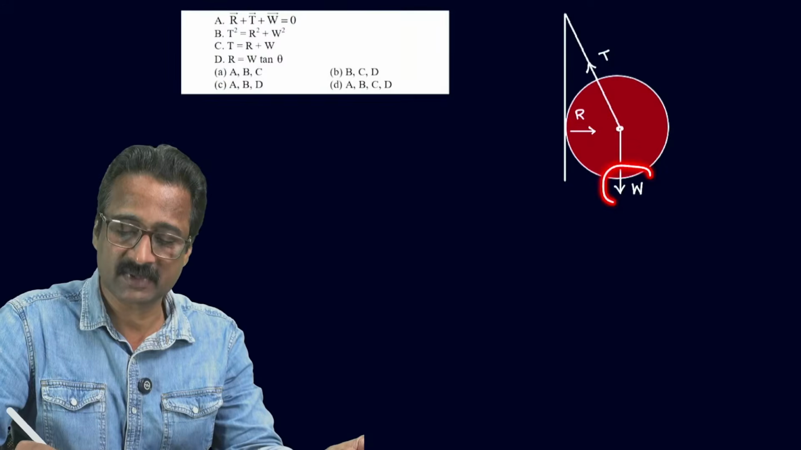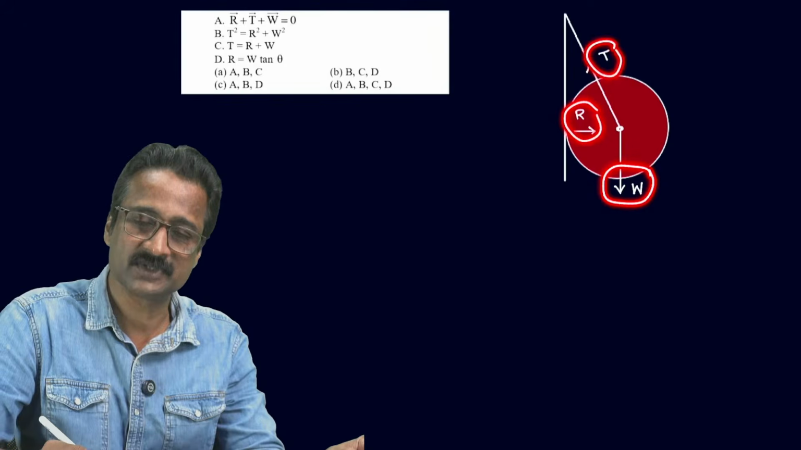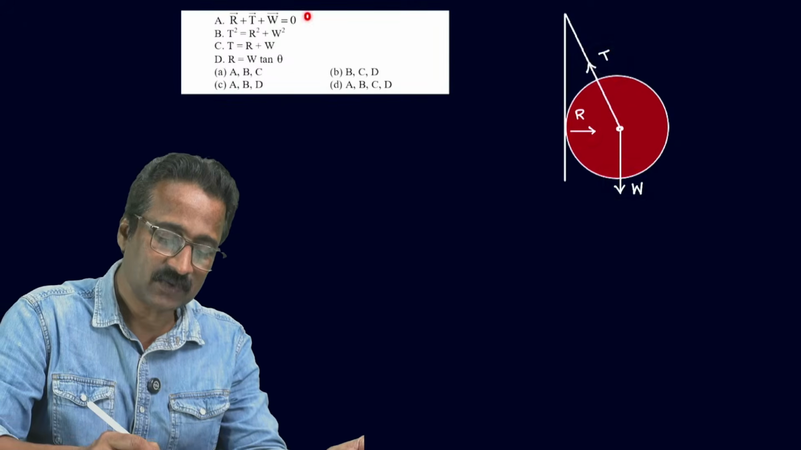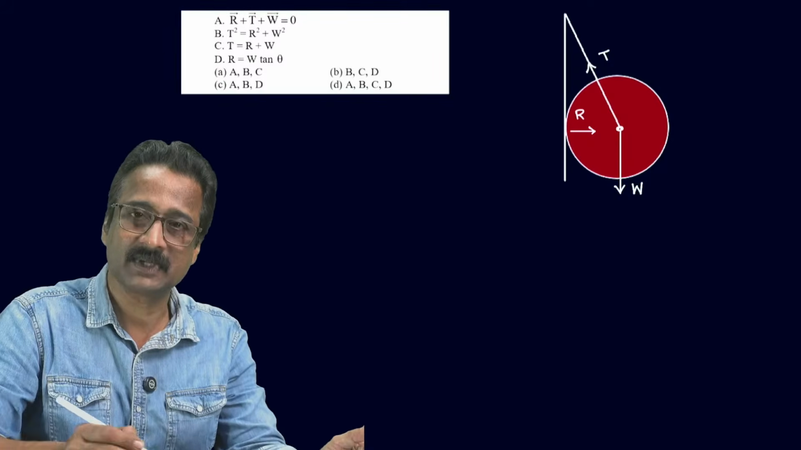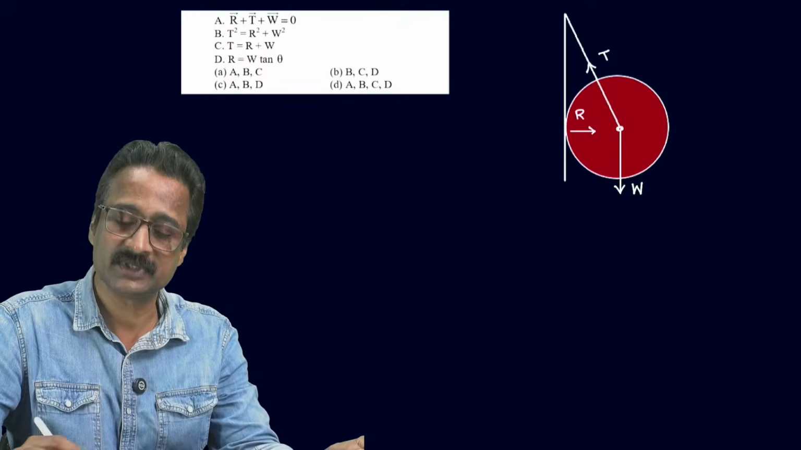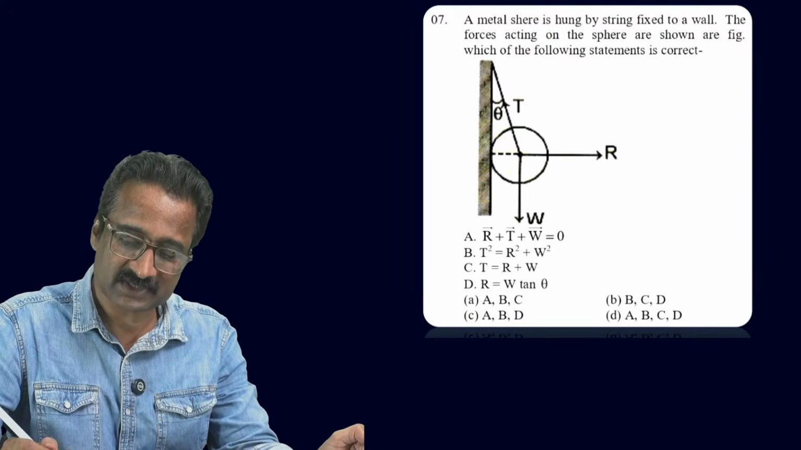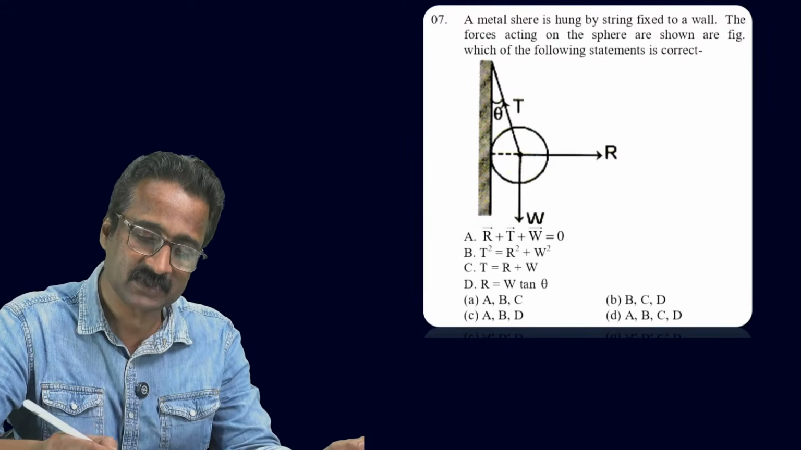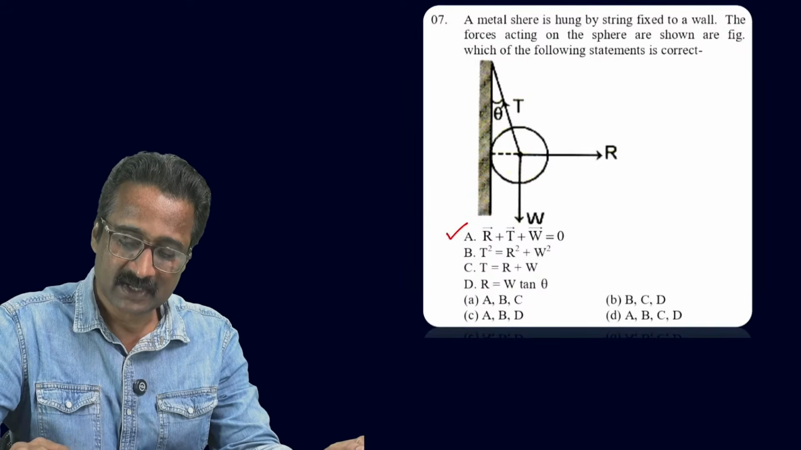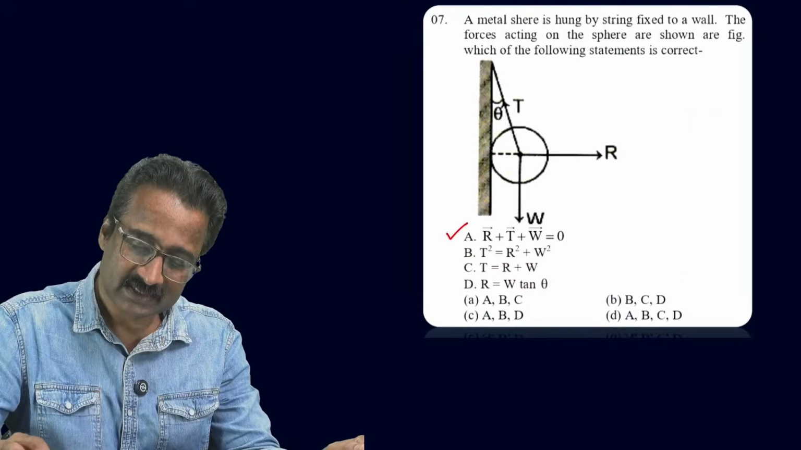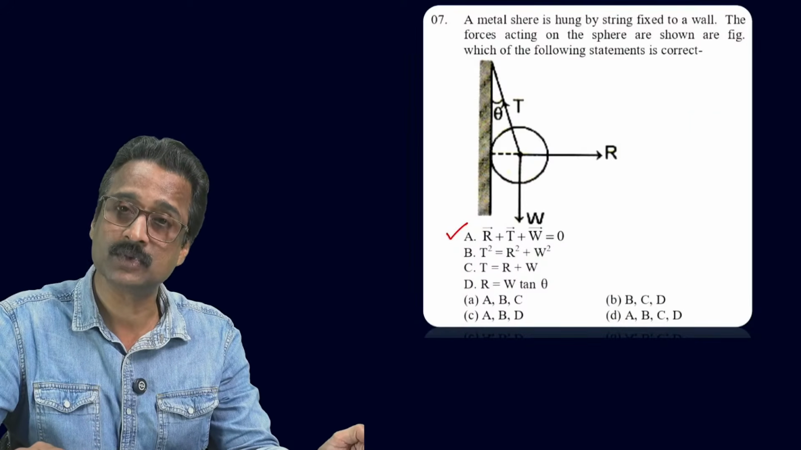Net force is nothing but the vector sum of all these forces. So, saying that vector R plus vector T plus vector W equal to 0 is absolutely correct because the net force acting on the body is 0. So, statement A is correct. I'm just saying that A is a correct statement. Okay. Let's see the next statement, which is T squared equal to R squared plus W squared.